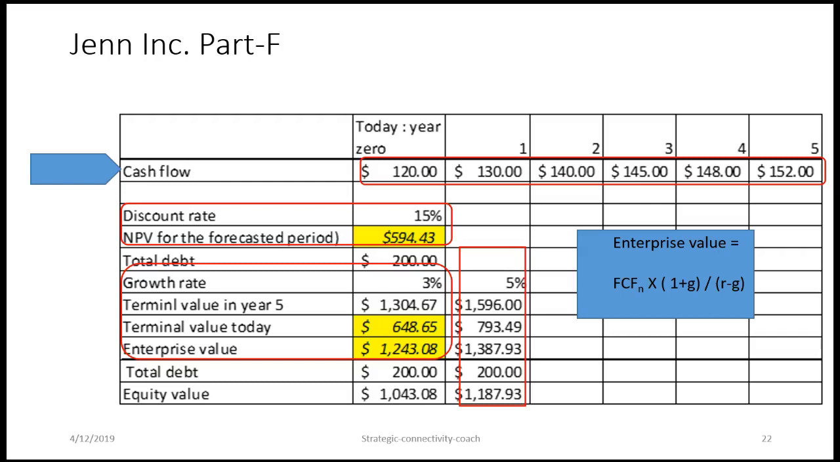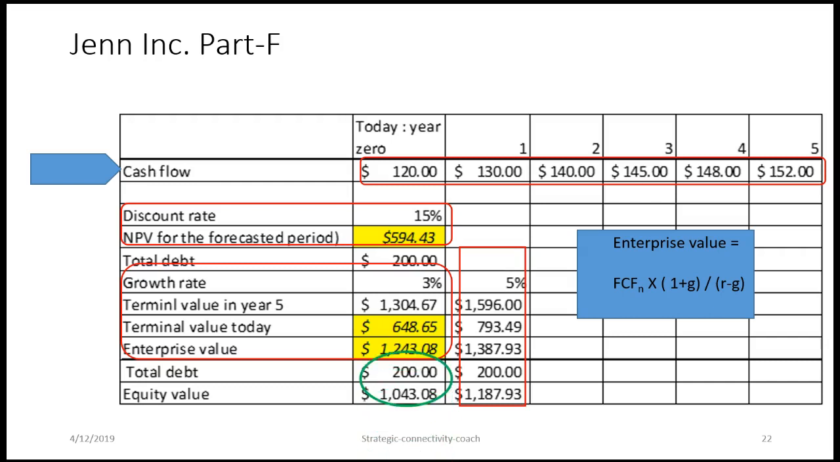So an enterprise value has two pieces: the net present value of the cash flow in the forecasted period, which in this case is 5 years, and then the terminal value from beyond that, which is 648 after we did the present value calculation. We add it up, so the enterprise value is 1243.